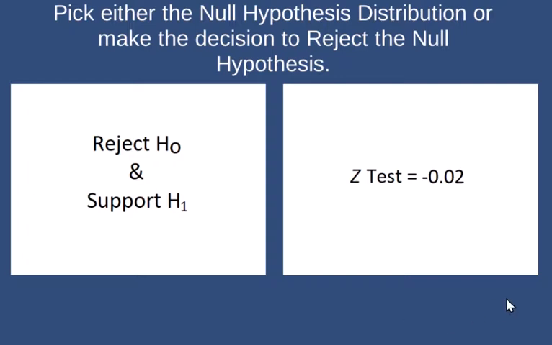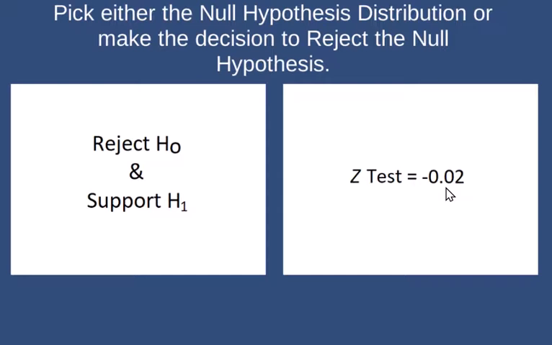We're looking at the perceptual learning activity for learning module 10B. In this activity, we're asked, should we retain the null hypothesis distribution or reject it and end up supporting the research hypothesis? Our first scenario, the z-test is a negative 0.02.